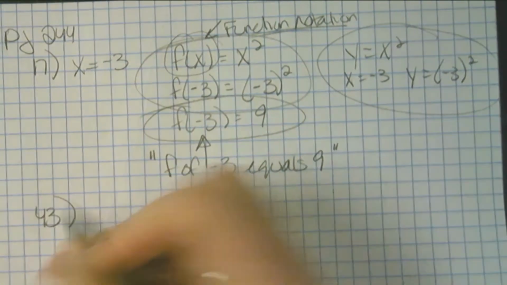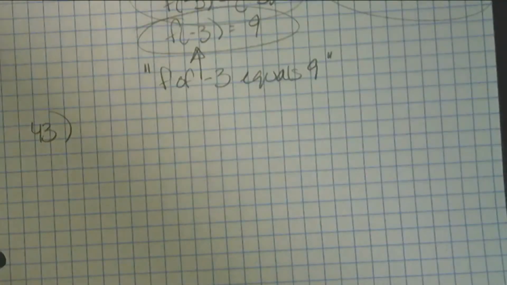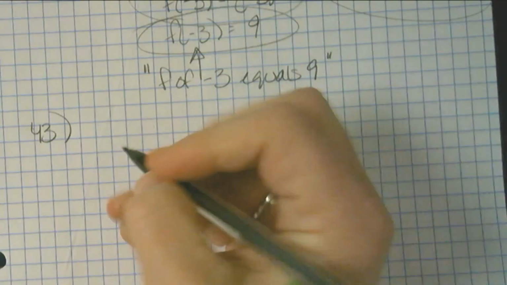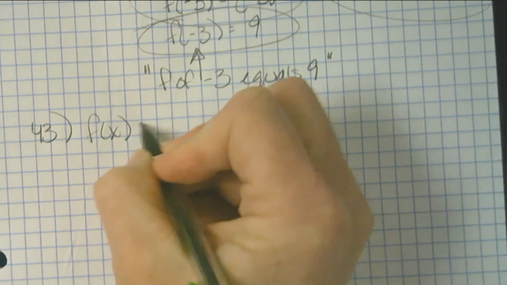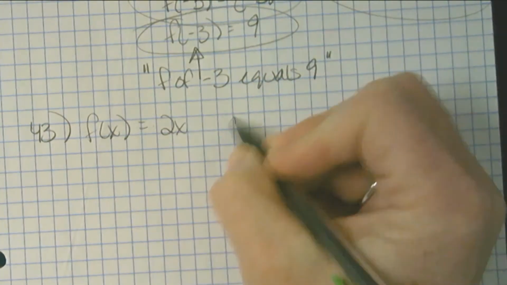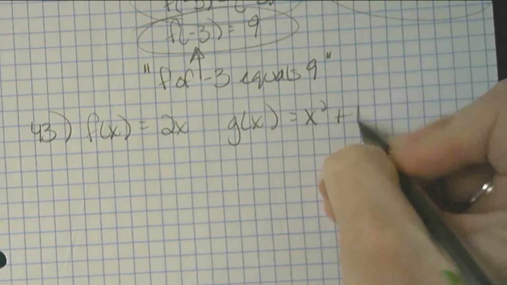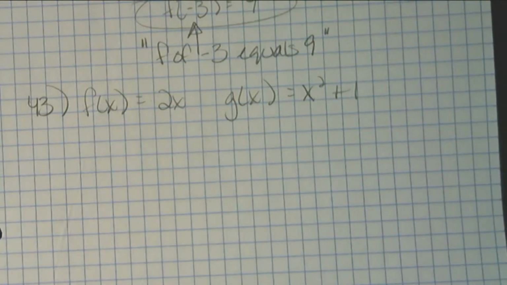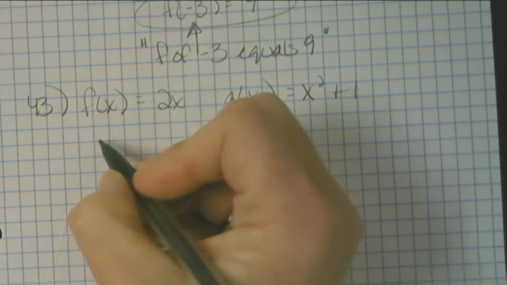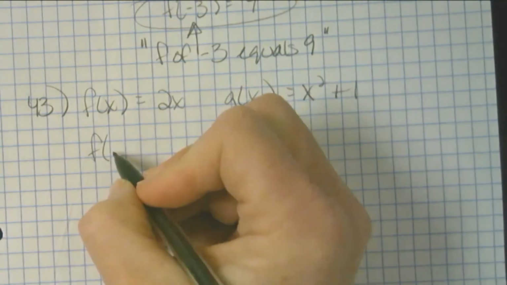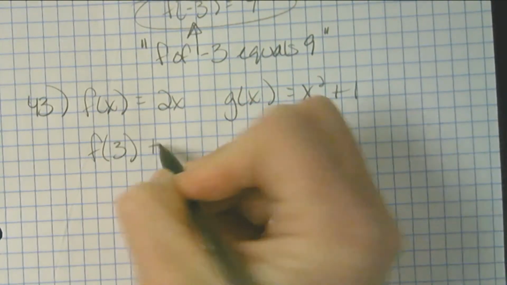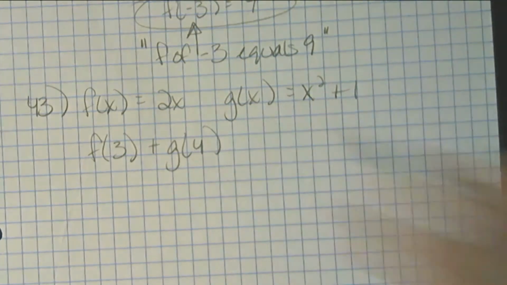Alright, let's take a look at 43. They tell us that f of x is equal to 2x, and g of x is equal to x squared plus 1. So we need these two functions. And then we want to do the math: f of positive 3 plus g of positive 4.